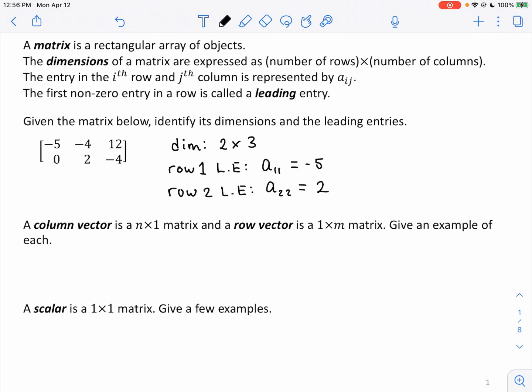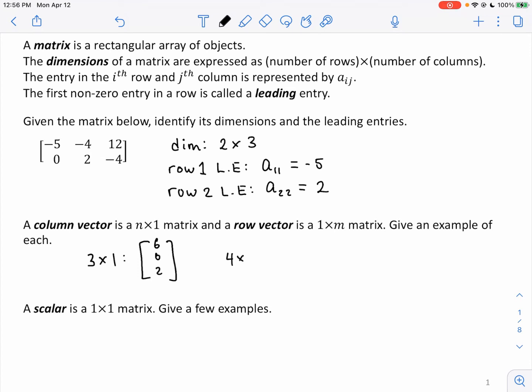Now, a column vector is an n by 1 matrix. In other words, it's a matrix with 1 column only. And a row vector is a 1 by m matrix, which means it's a matrix with 1 row only. Give an example of each. So let's do a 3 by 1 column vector. Just 1 column, but let's do 3 rows. 6, 0, 2 will be my example for that.